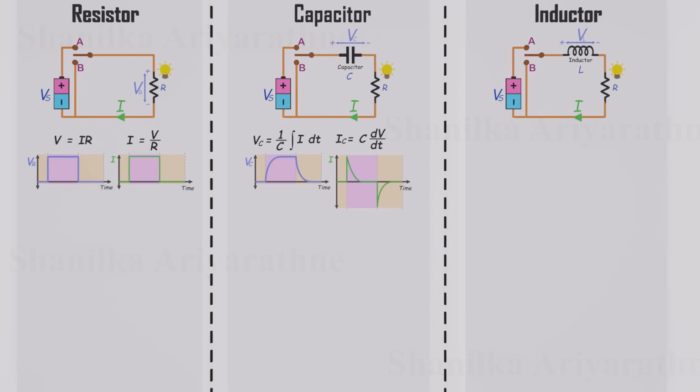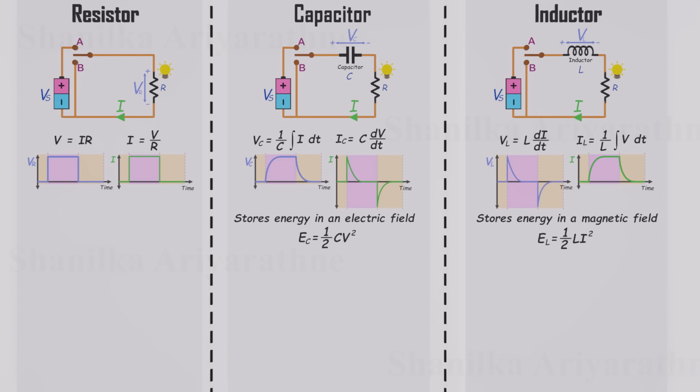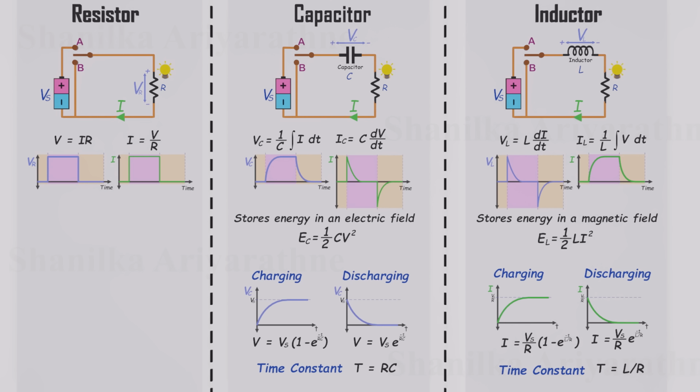Capacitors resist changes in voltage, delaying voltage shifts by absorbing or releasing energy. Inductors resist changes in current, delaying current flow in the same way by storing and releasing energy. Capacitors and inductors differ from resistors because they can store energy. Capacitors in an electric field, and inductors in a magnetic field. We can also control how quickly capacitors and inductors charge or discharge by adjusting the time constant of the circuit. So that's all. I hope this gave you a clear picture of how these 3 components behave.